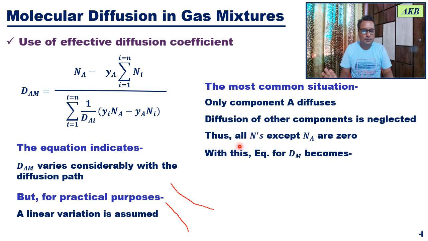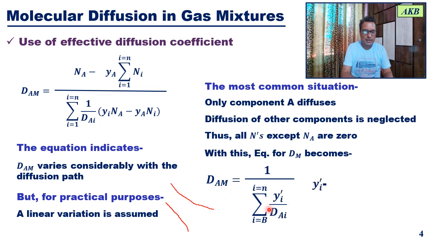Okay, so for that case, all other n's except nA are 0. Only nA will have a value. So if you consider this common situation, this equation will get simplified to this form.